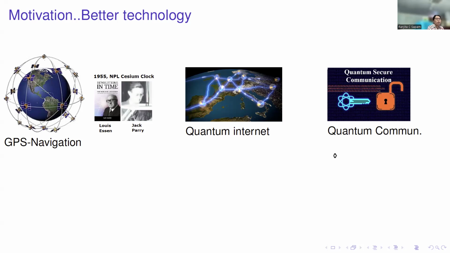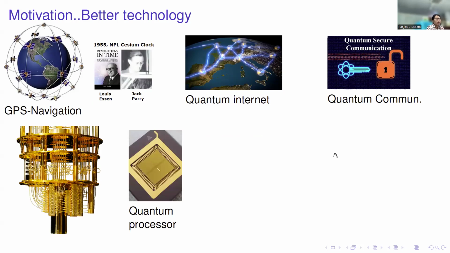So this is one good example of the quantum communication which we have to develop, and it has already been shown in some parts of the world, including China, that they can use these secure transactions in their banking system. And in all this quantum communication, internet or clock, they need a quantum processor.